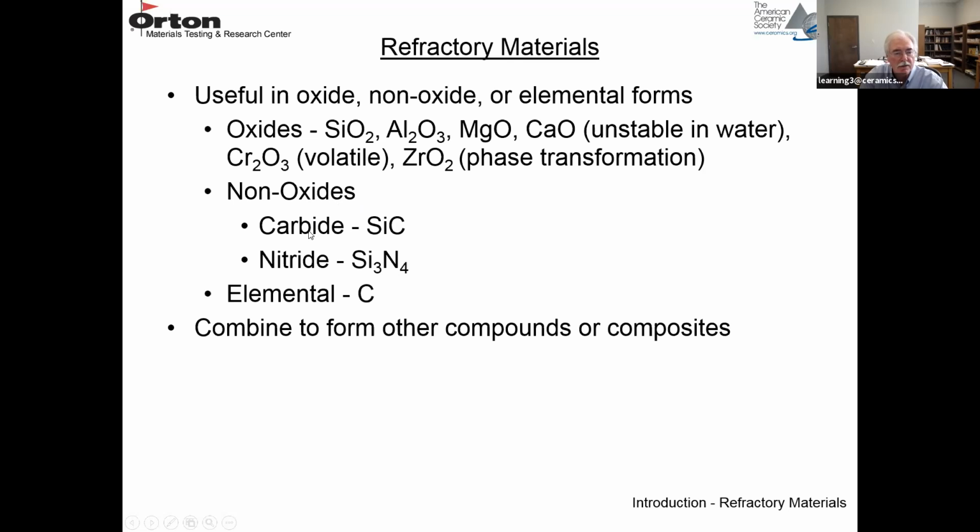The non-oxides that are commonly used are silicon carbide, silicon nitride. Silicon carbide is SiC, silicon nitride is Si3N4, and in elemental form, carbon is used. So these different oxides and carbides can be combined to form other compounds, or they can be combined to form composites. So that gives rise to a great number of other materials.